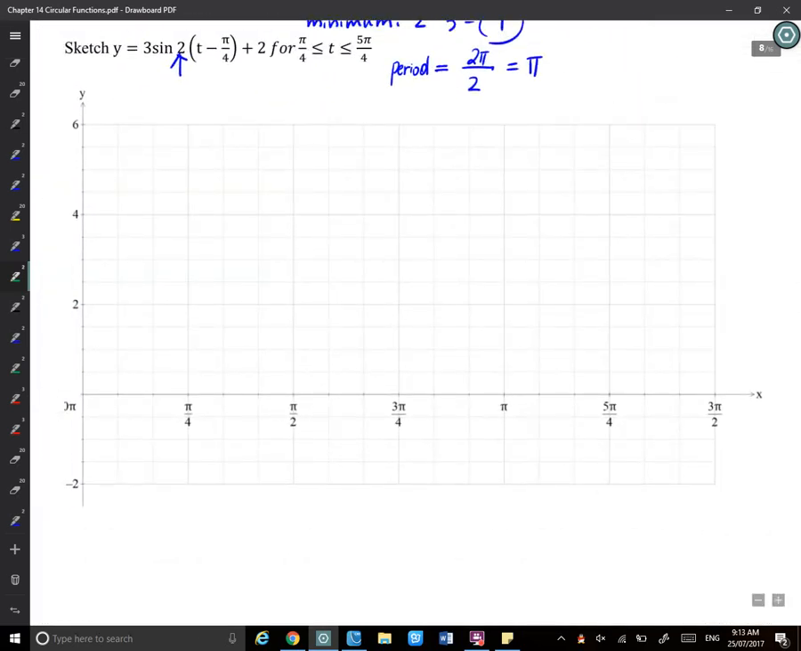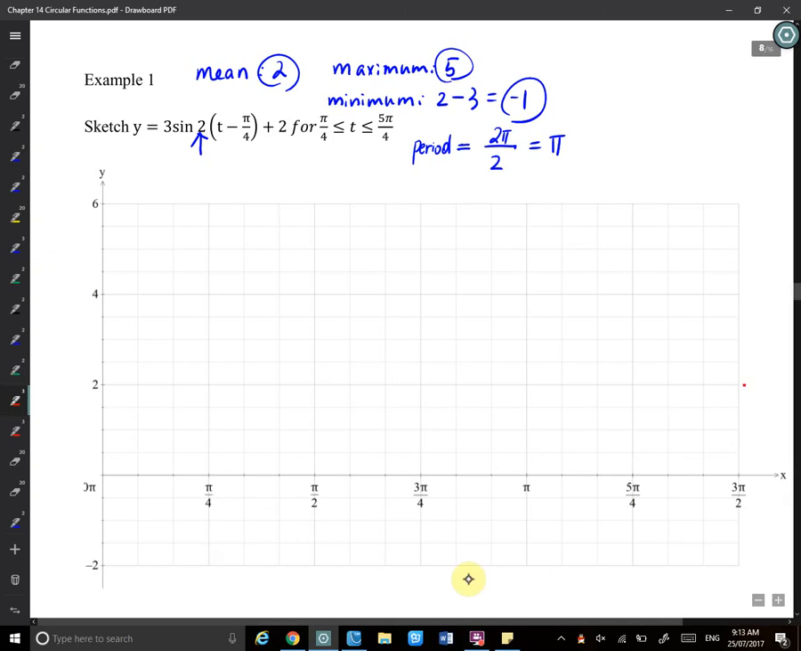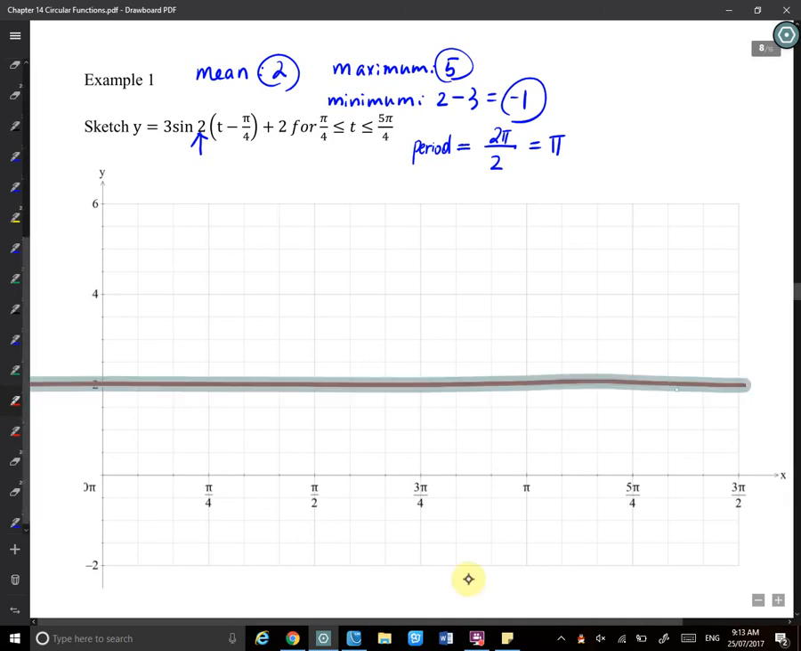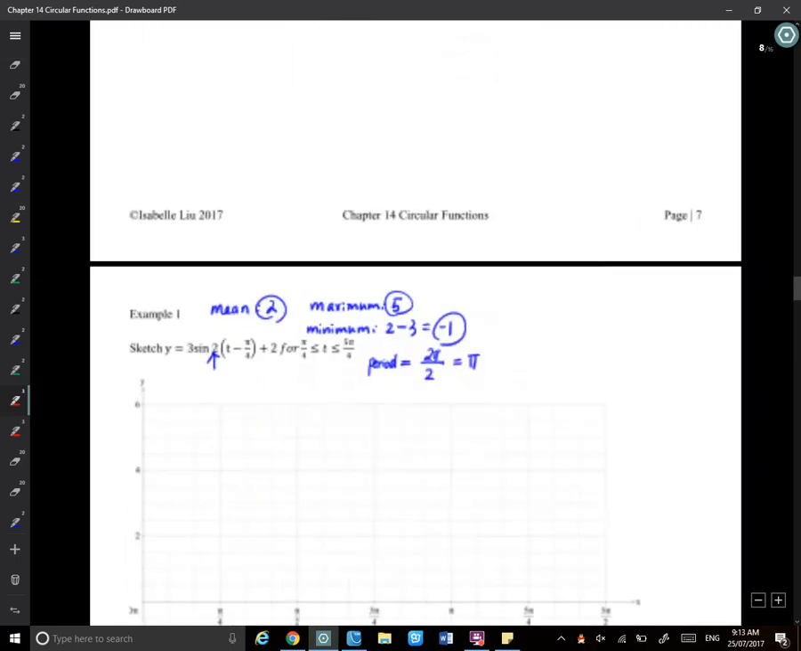Okay, I'll show you this. After I show you, it will make much more sense. As we already worked out the minimum, maximum, and midline, I will just use a red color to label that on my graph. My midline is 2. Well, you don't really need to label it. It's just easy for me to sketch. I need to take it off later, so you may use a pencil to sketch this.